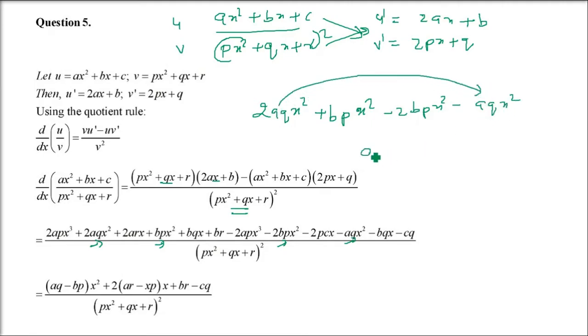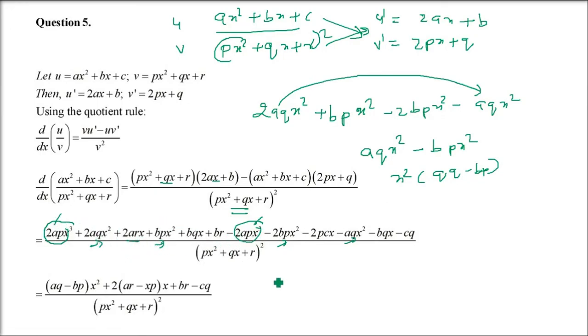2aqx² and aqx² will be aqx², and bpx² minus 2bpx² is minus bpx². Okay, so you can take x² common from here. It will be aq minus bp. First, since x³ is clear, as I said, x³ gets cancelled, so you can just eliminate both of them, just cancel it.